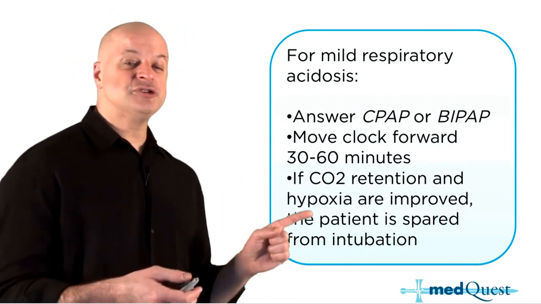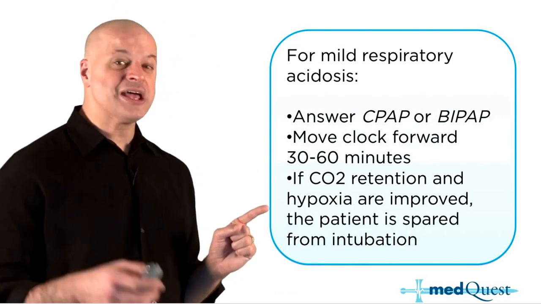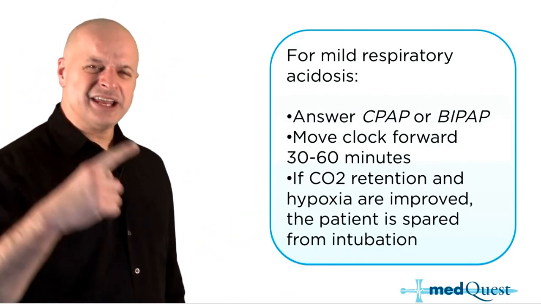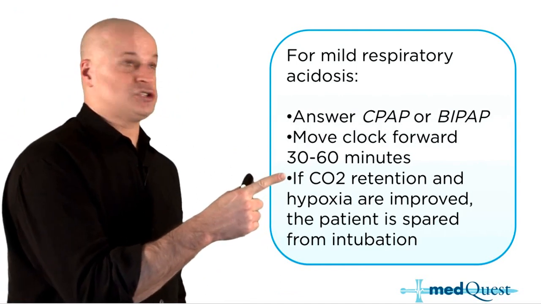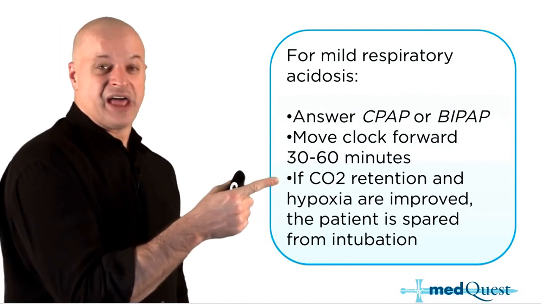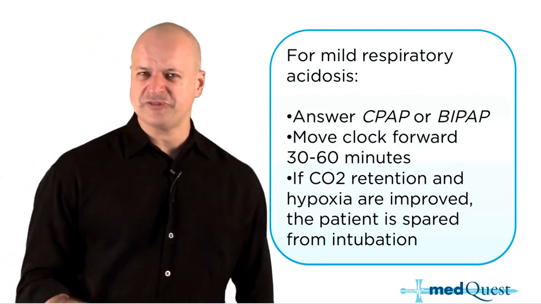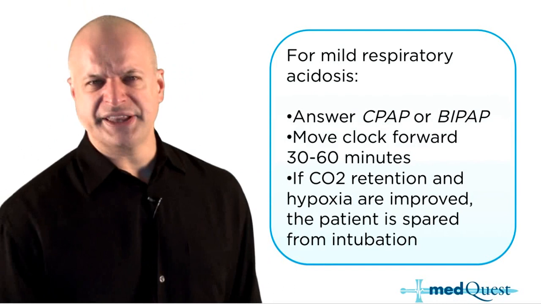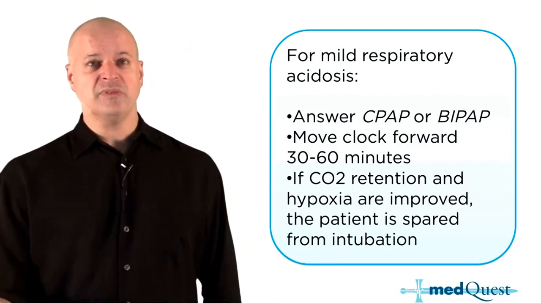If there's CO2 retention that's still not improved and they have a respiratory acidosis, the key issue is how are you going to know whether the CO2 retention is chronic and okay, or whether it's life-threatening? Maybe you've had that CO2 retention for 5 years. Or maybe it's acute and you're going to die. How do you know whether to go into the ICU or go home?